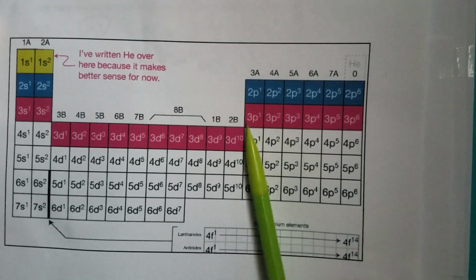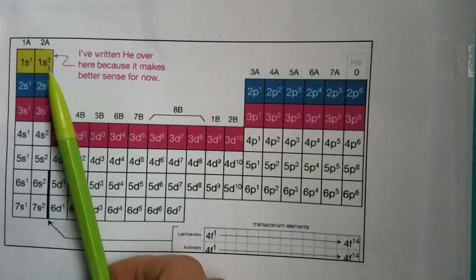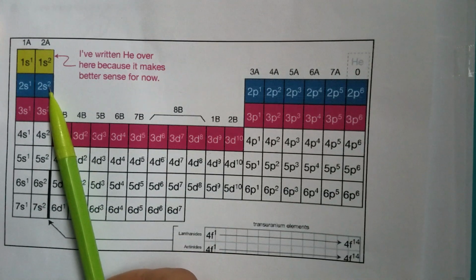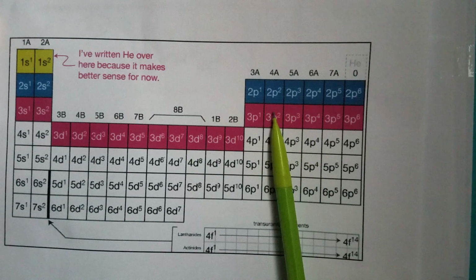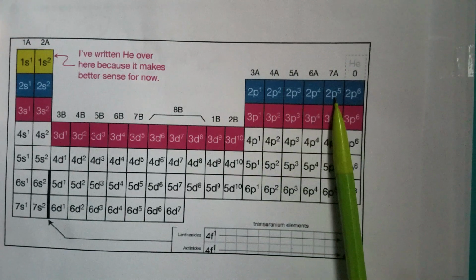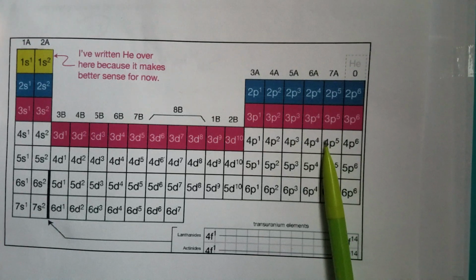And same thing with the 3A family, or column. That should be 3. Why 3? You have 1 p electron, then those 2 s electrons are also outermost.